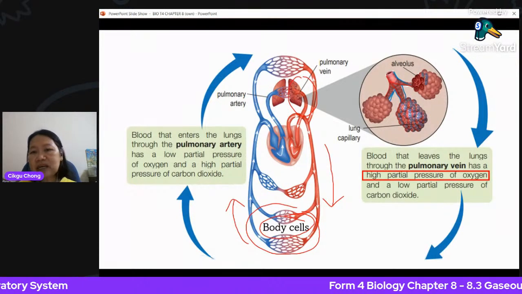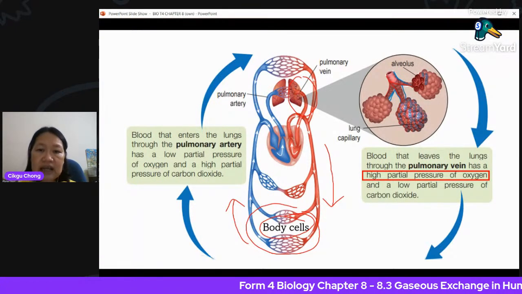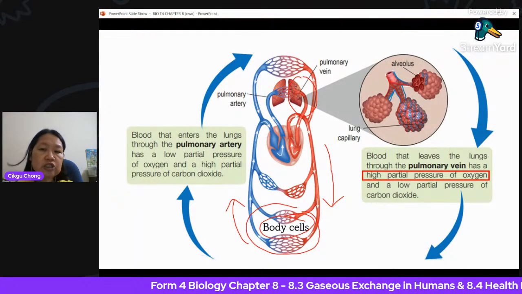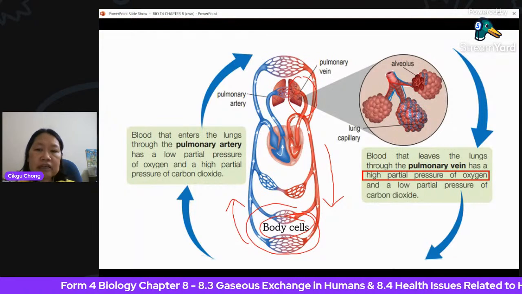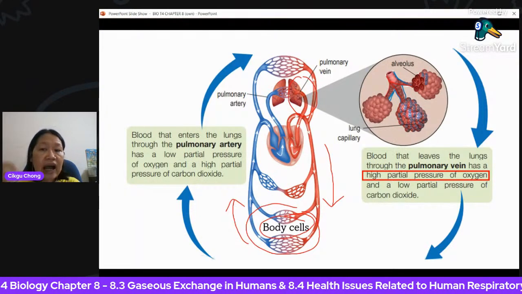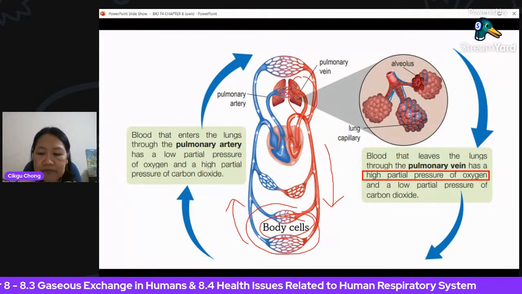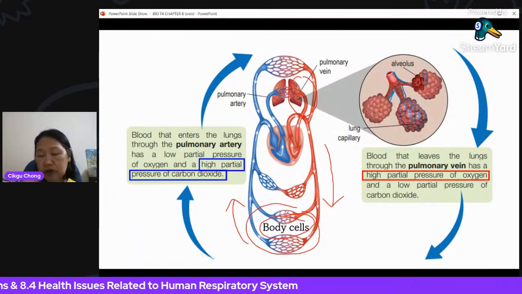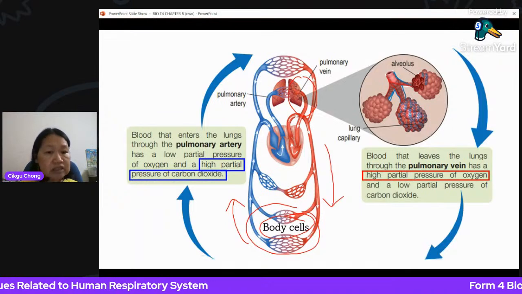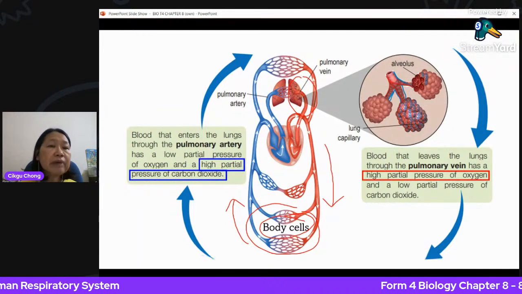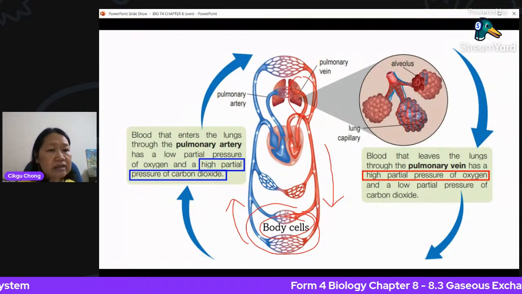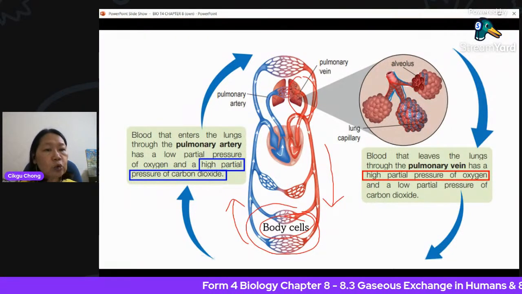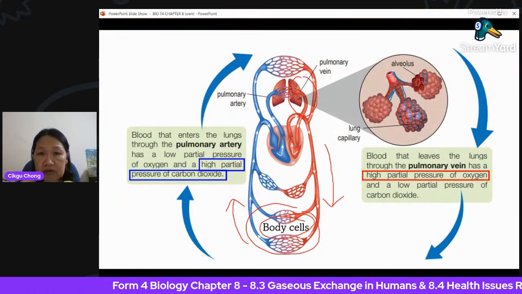Okay, so here blood that leaves the lungs through the pulmonary vein has a higher partial pressure of oxygen and, of course, a lower partial pressure of carbon dioxide. When you're high in oxygen, you'll be low in carbon dioxide. After that, it releases the oxygen and carries more carbon dioxide. It will be returned back to the heart. So the blood that returns to the heart will have a higher partial pressure of carbon dioxide.